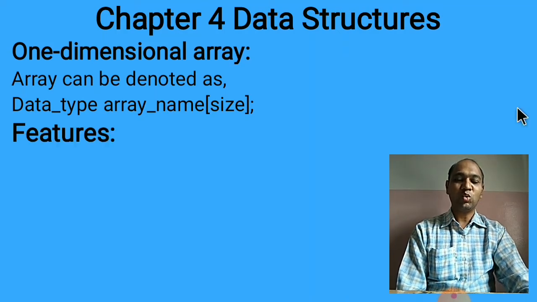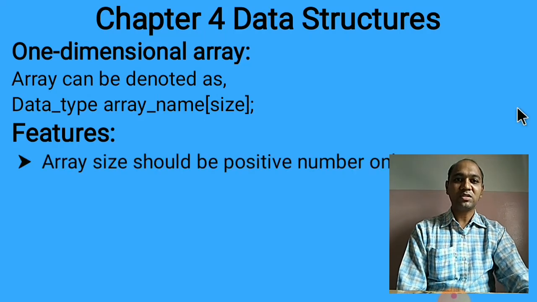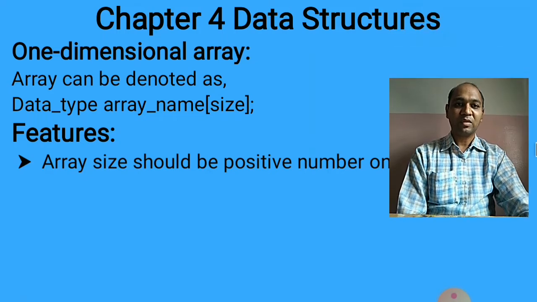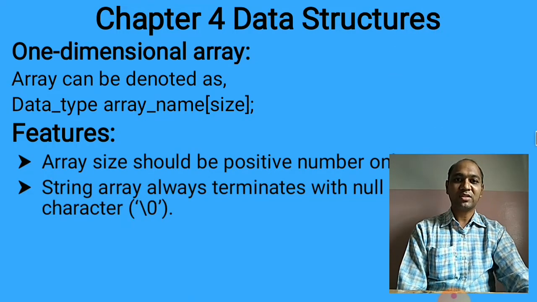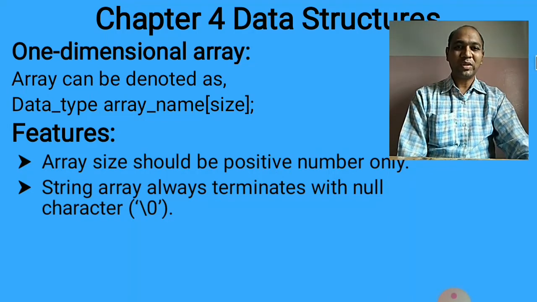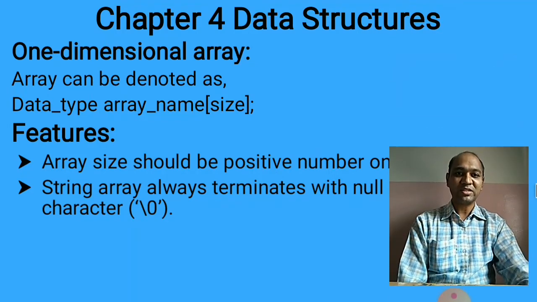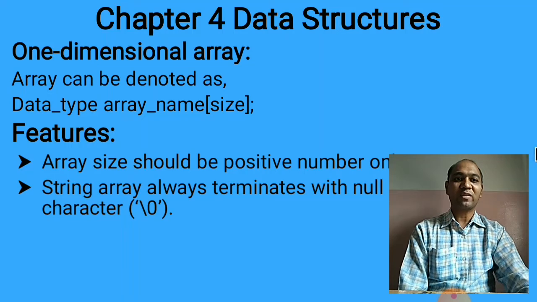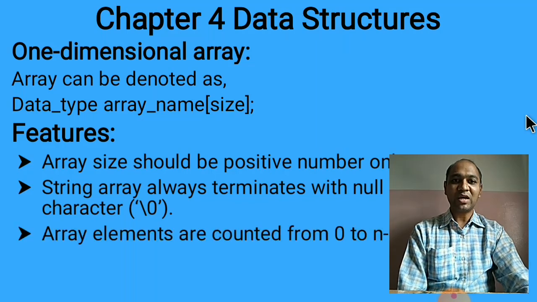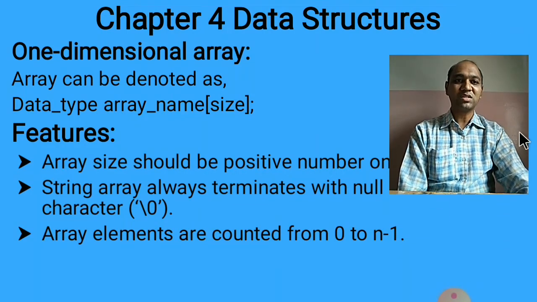Now let us continue with the features of array. The first feature is array size should be positive number only. And next, the second one, string array always terminates with null character. So that is \0. It is one of the escape sequences that we have already studied in the previous year. Next, the third one is array elements are counted from 0 to n minus 1.